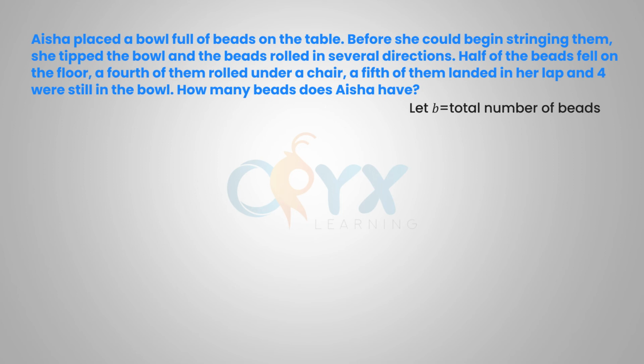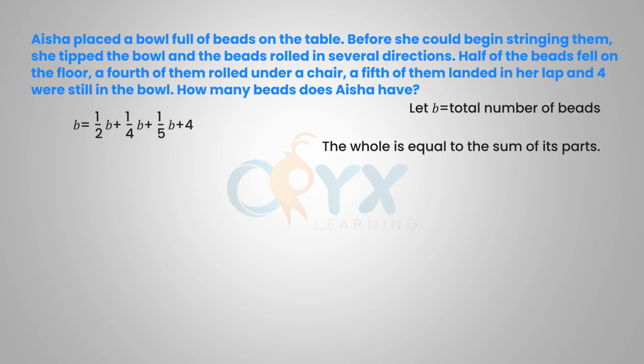So let's let B equal the total number of beads. The whole is equal to the sum of its parts. Therefore, B should equal 1/2 B plus 1/4 B plus 1/5 B plus 4. If we combine our like terms, we need to find a common denominator. The common denominator between 2, 4, and 5 is 20.